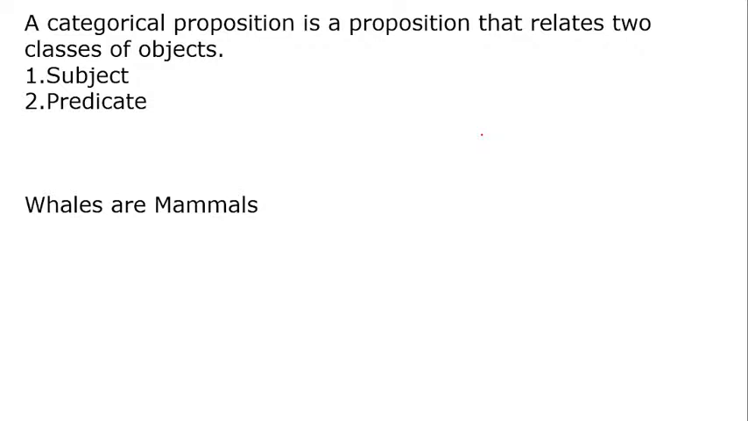A categorical proposition is a proposition that relates two classes of objects. Okay, see students, don't get afraid by these heavy terms. You might think, okay ma'am, what is all this categorical proposition? No, it is nothing rocket science. Categorical proposition is something that relates two classes of objects. One is called subject, the other is called predicate.